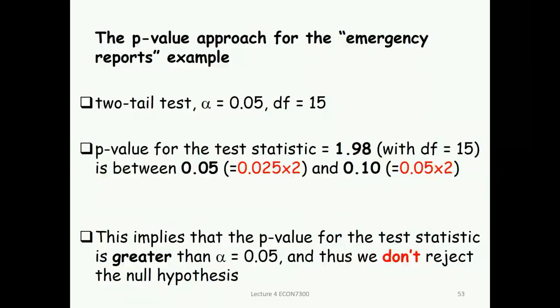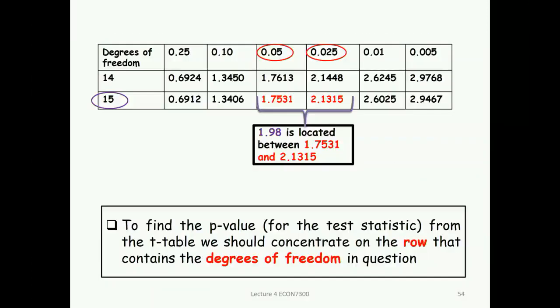So let's go to the table. Let me show you first. Degrees of freedom, 15. I tried to locate 1.98. I couldn't find it exactly, but it is somewhere between this value and this value. These are probabilities. Do I have to multiply this? We are doing a two-tail test, isn't it? In a two-tail test, we always have to multiply. So we multiply this by 2. It would be 0.5. We multiply this by 2, it would be 10%.